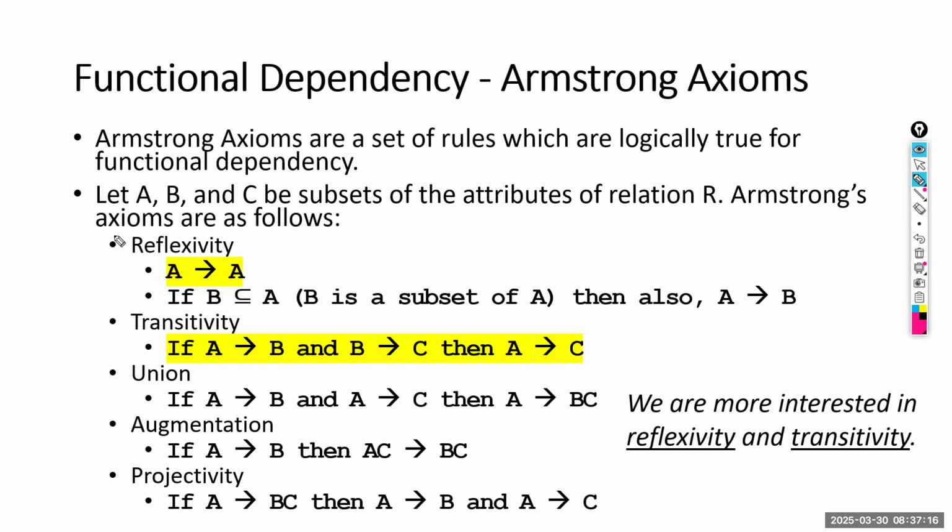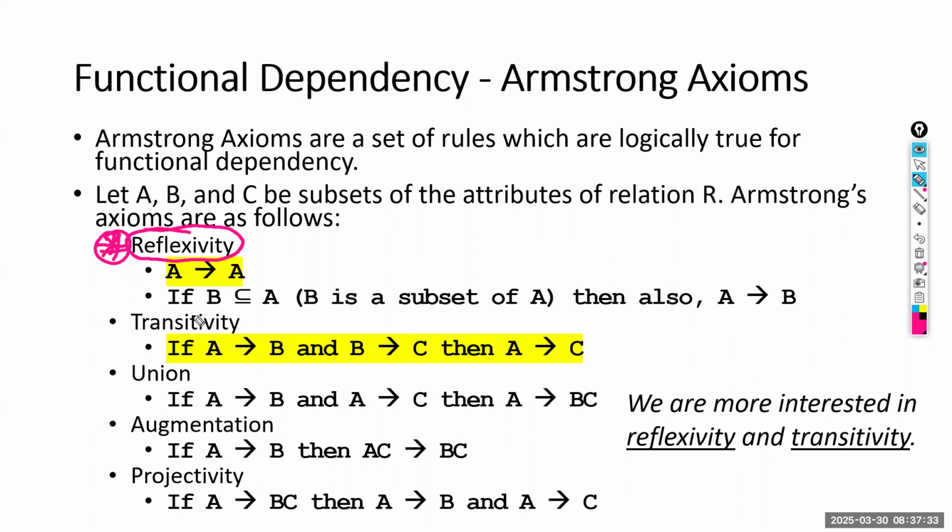Right, so that is our first axiom: A functionally determines A, or A functionally determines B given B is a subset of A. That is called reflexivity.